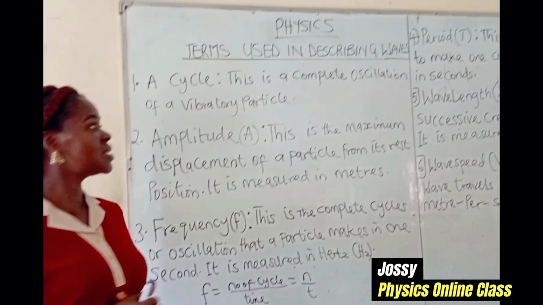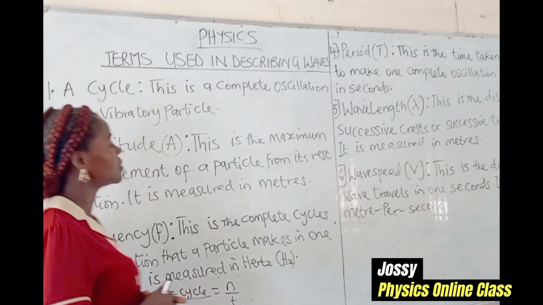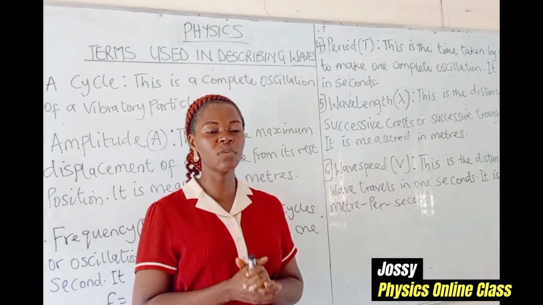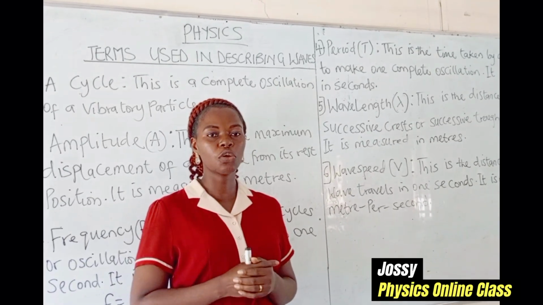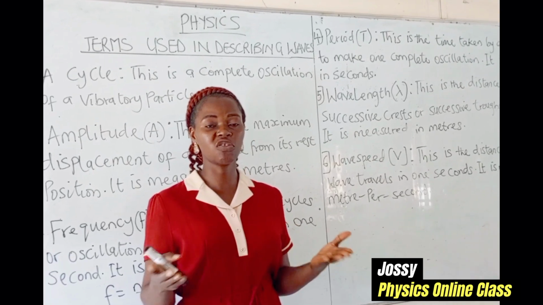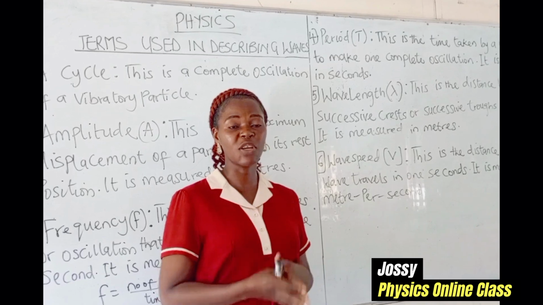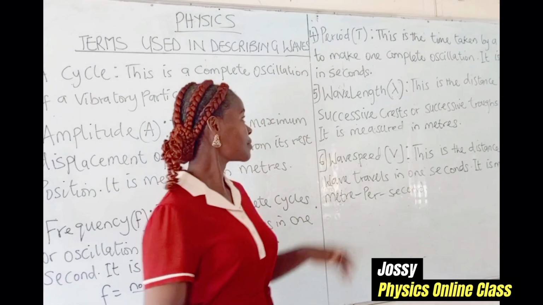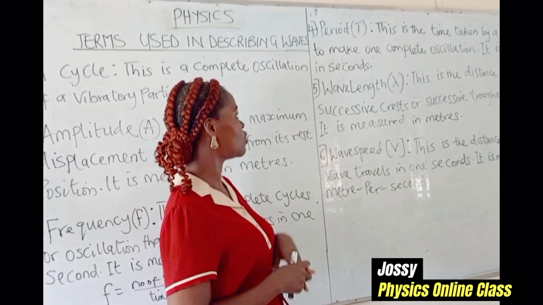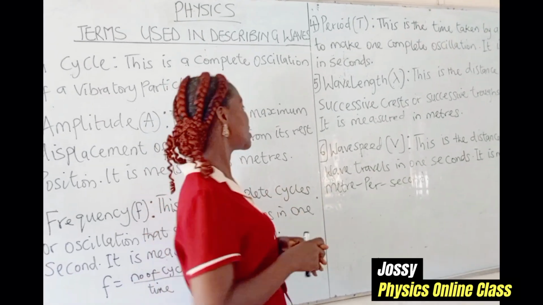So let's go to the next part of the parameters, which is period. What is period? Period is the time taken for a wave particle to make one complete oscillation. So if it takes this particle 20 seconds to make a complete oscillation, that is said to be the period. Because it is time we are looking at, period can be measured in seconds. Now there's also a relationship between period and frequency. I'm going to discuss it at the end of this class.